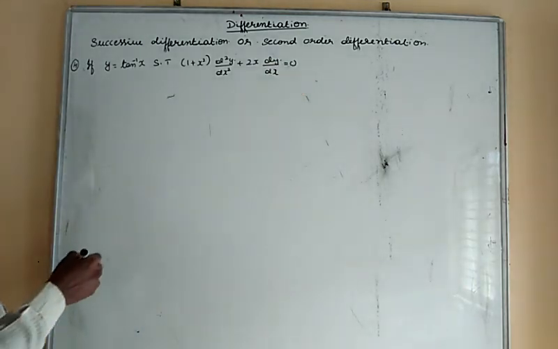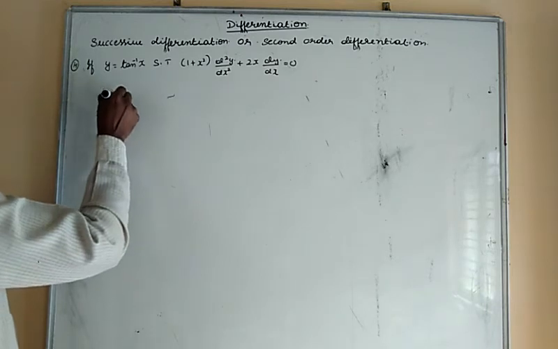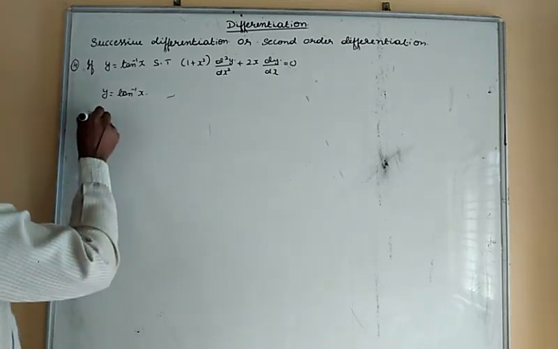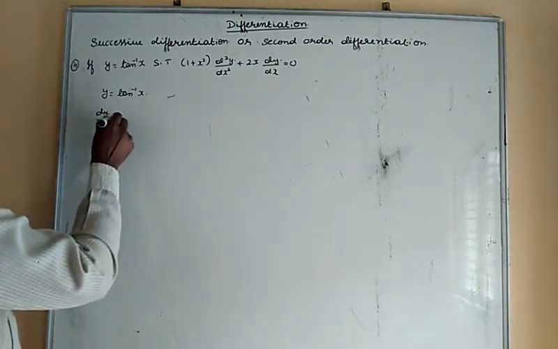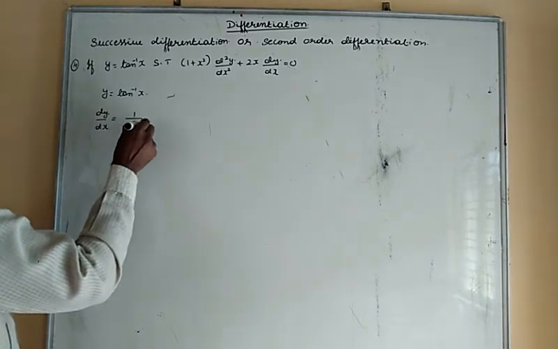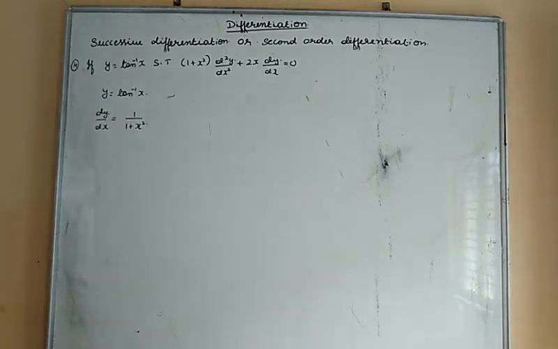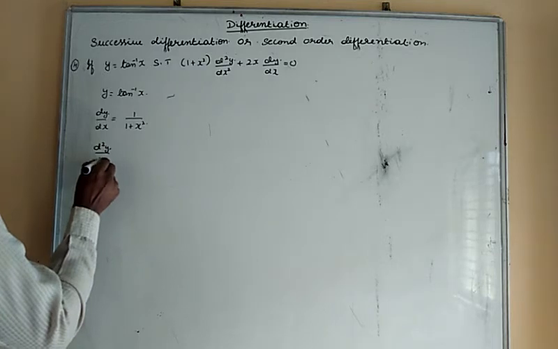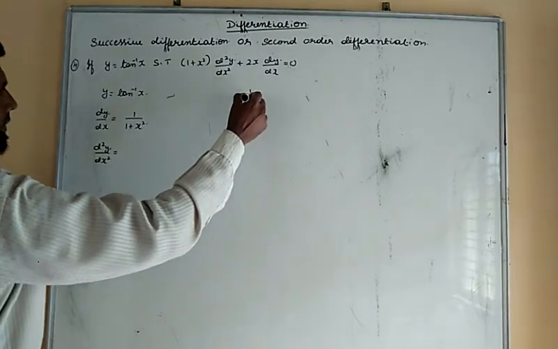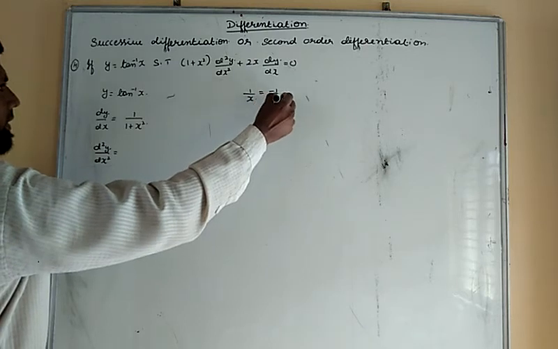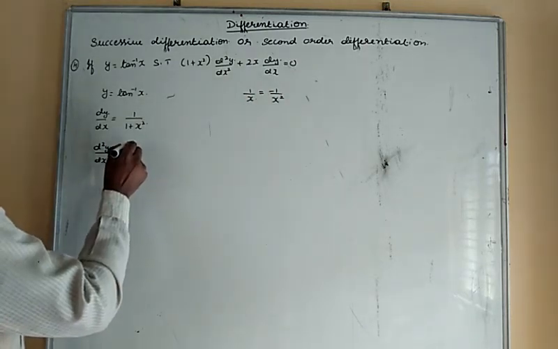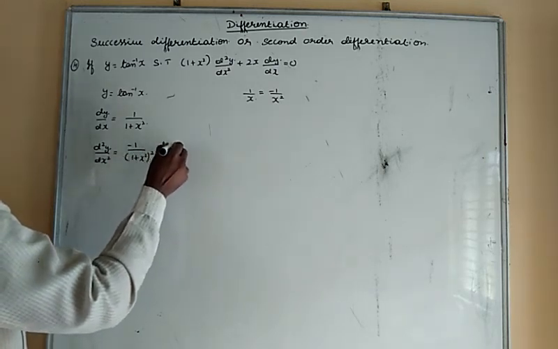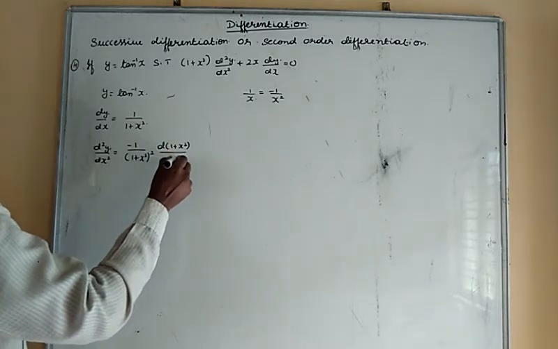Okay, so let us take y is equal to tan inverse x. To differentiate, dy by dx is equal to 1 by 1 plus x square. So this is the differentiation of tan inverse x. If you differentiate again, d square y by dx square is equal to minus 1 by 1 plus x square whole square, and again the differentiation of 1 plus x square, chain rule.